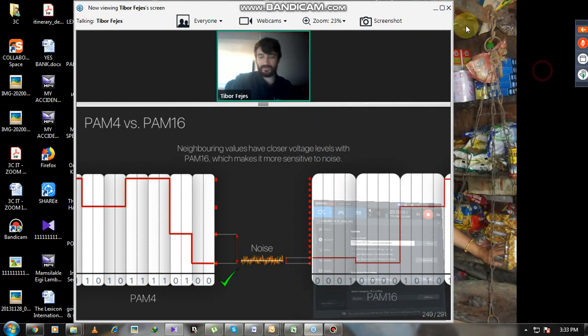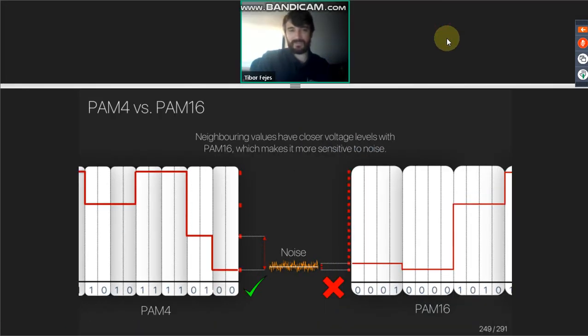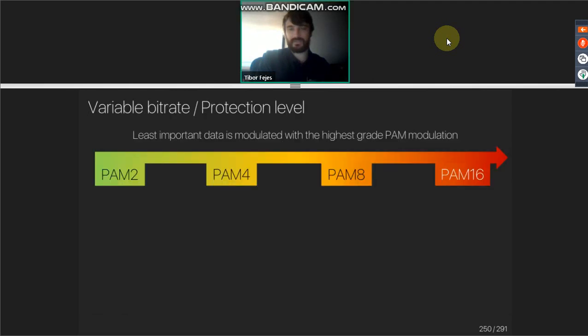voltage level. But with PAM16, that would easily be enough to skew the voltage level into a neighboring territory and then represent a different 4-bit sequence. So as you increase the PAM modulation, you increase the sensitivity. The way this is handled in HDBaseT is it uses the lower grade PAM modulation for important data.